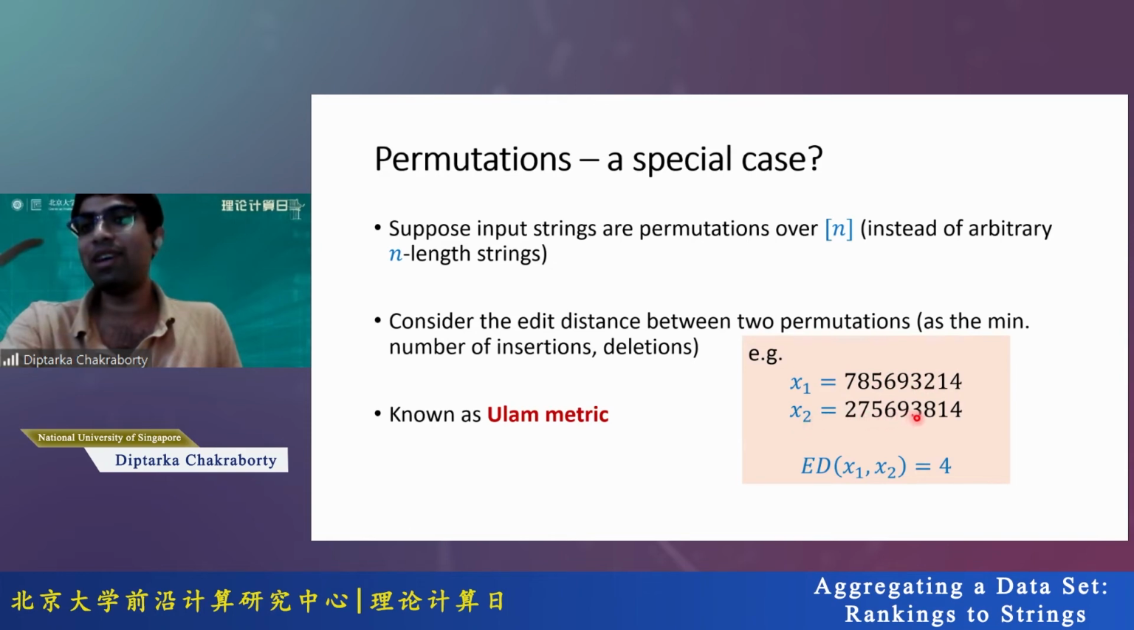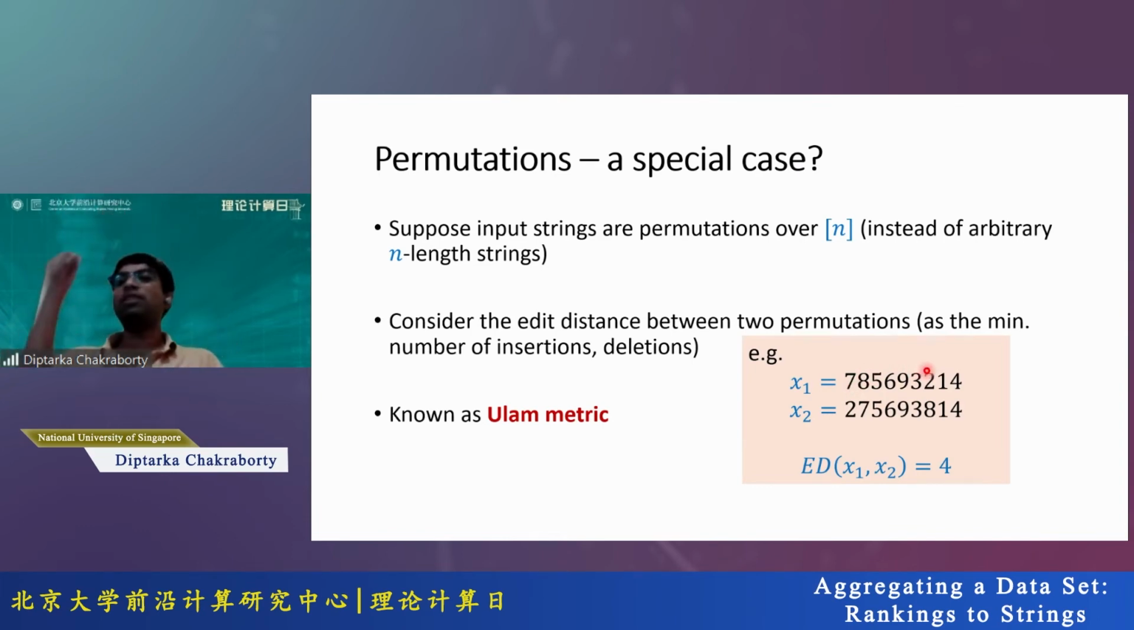So now X1 is 7856933214 and X2 is 275693814. One way we can transform X1 to X2 is the following. We take the 2 symbol and put it before 7. Then we have 2, 7, 8. Now we also have to move 8, so we move 8 just after 3. These are two move operations: we take 2 and place it in front, and take 8 and place it after 3. One can think of the Ulam distance as the number of move operations, and with that, the Ulam distance will be 2.